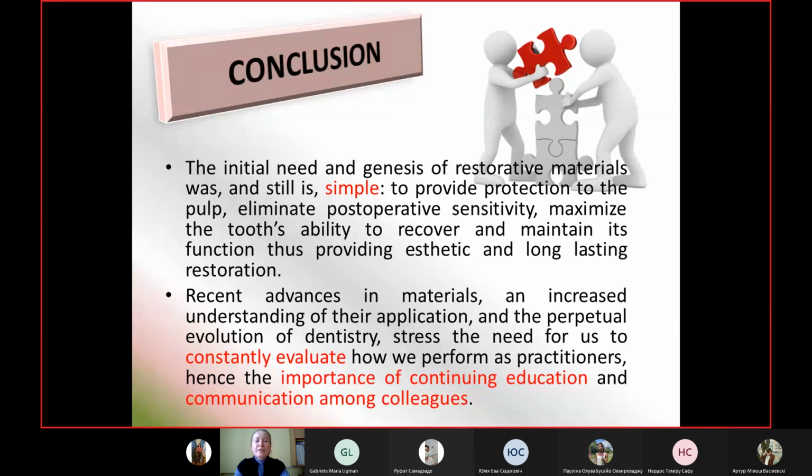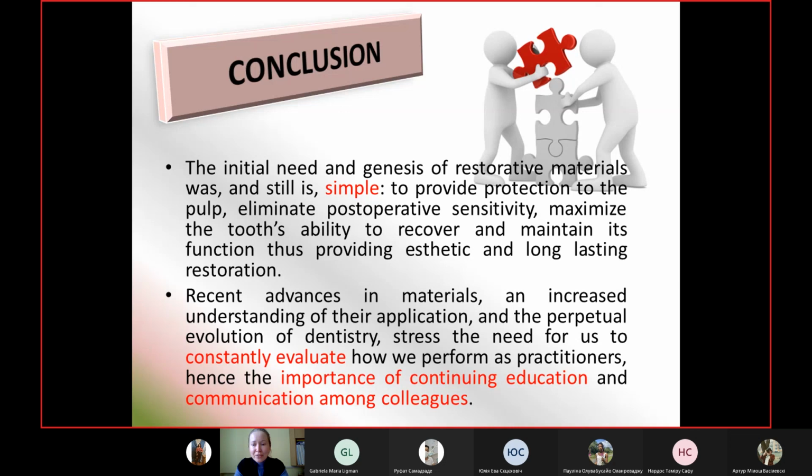And finally, I want to end this lecture with such a conclusion. So the initial need and genesis of restorative materials was, and still is, very simple: to provide protection to the pulp, eliminate postoperative sensitivity, maximize the tooth's ability to recover and maintain its function, thus providing appropriate aesthetic appearance of the tooth, and at the same time the restoration should be long-lasting.